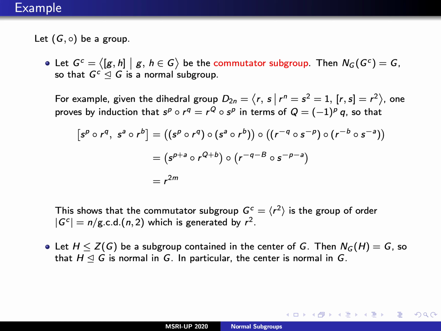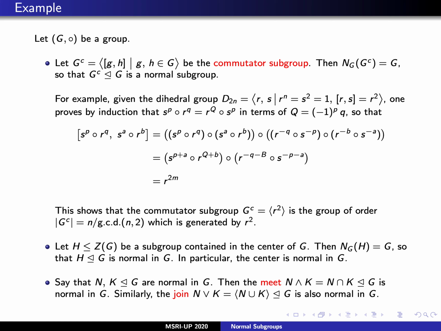As another example, let's consider the center of our group G. Any subgroup H contained in the center is automatically normal. In particular, the center itself is a normal subgroup of G. And here's our last example. Let's say that N and K are two normal subgroups of G. We can consider the intersection of these two, which we'll call the meet. We've seen before that the intersection is a subgroup of G. In fact, you can actually prove that the intersection of two normal subgroups is also a normal subgroup of G.